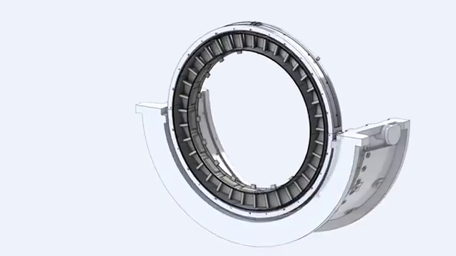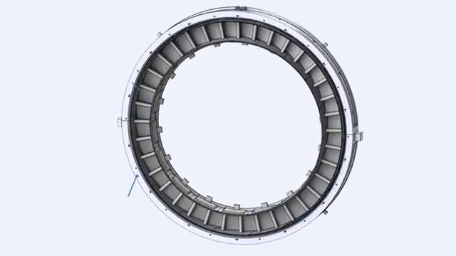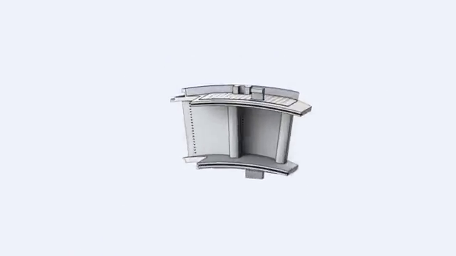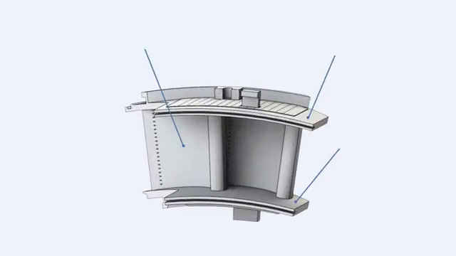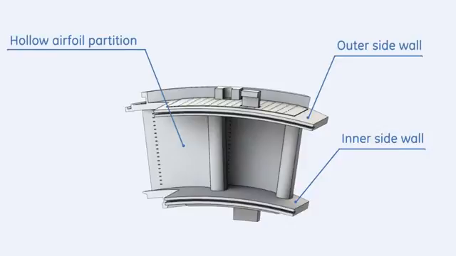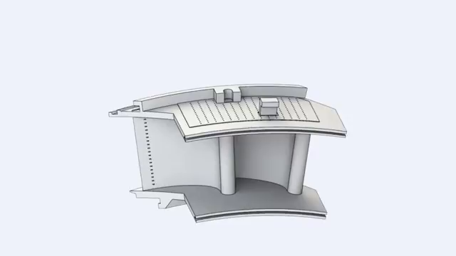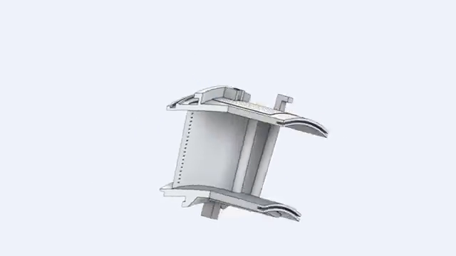rotor buckets. The first stage nozzle consists of 18 cast nozzle segments. Each segment contains 2 airfoil partitions. These partitions are hollow. This permits the relatively cool compressor discharge air to cool the nozzle segments by entering from the impingement plates and exiting through holes on the trailing edge into the hot gas path.